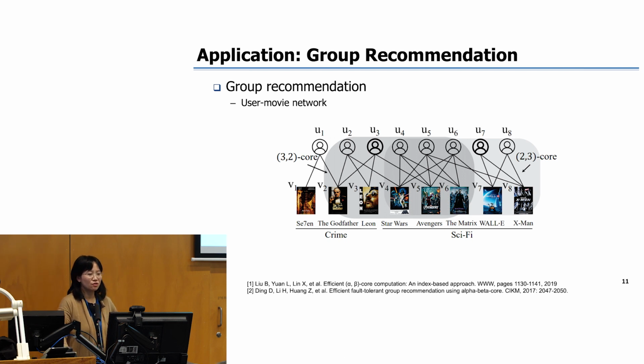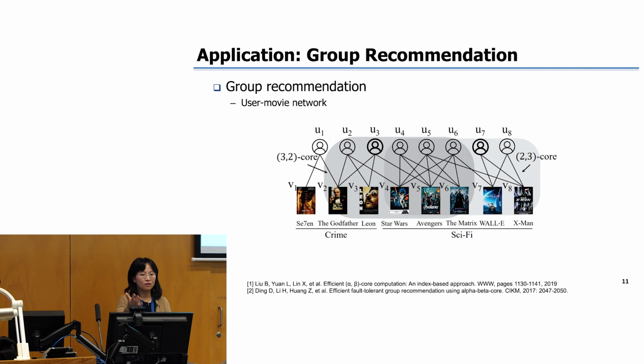For instance, if user U6 also likes another movie like Wall-E, then if we recommend Wall-E to the other two users in this subgroup, these two users will very likely also enjoy this movie, right? They will purchase this movie or this product, and this will highly improve the effectiveness of recommendation in this network, in this application.